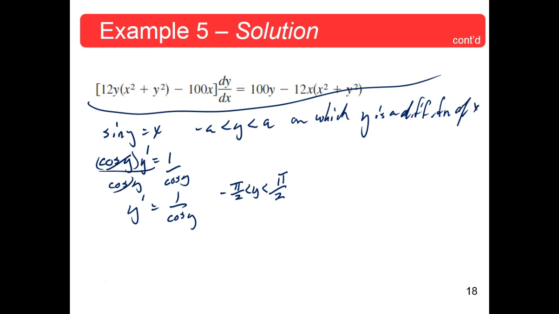Let me see if I can read the problem. Find that, blah, blah, which we did. Then find the largest interval of that form, which we did, on which y is a differentiable function of x. So we need to change this to y as a differentiable function of x. Now, there's a couple ways you can go on this. What would be the way you would think of doing it?